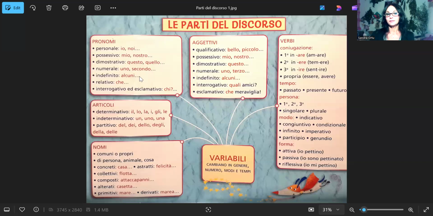Also, we have the words we used to say "some." Those ones change in gender, so masculine and feminine. We're going to skip the last two. Articoli: we have seen the articles, and we have obviously masculine, feminine, singular, and plural. So the definite and indefinite articles we have seen.